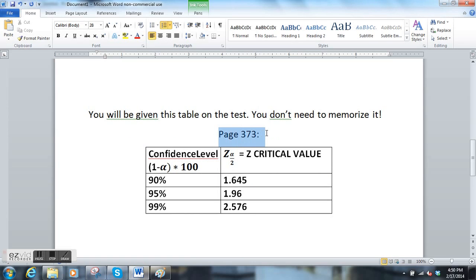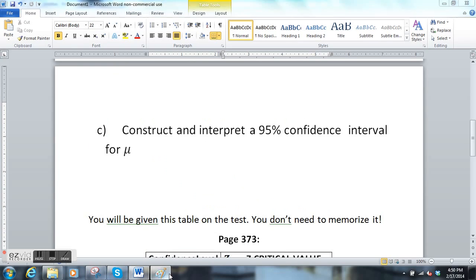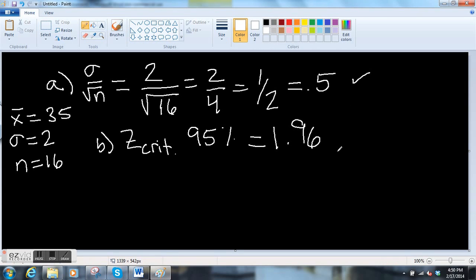This is from page 373 in your book, but you basically look at this table and you say for a 95% confidence interval, the Z critical value is 1.96, right there. You're probably just going to memorize these numbers, I'm sorry to say, but if you want, you can look it up on this table, 1.96. All right? So we have part A, we have part B. These questions aren't so bad.